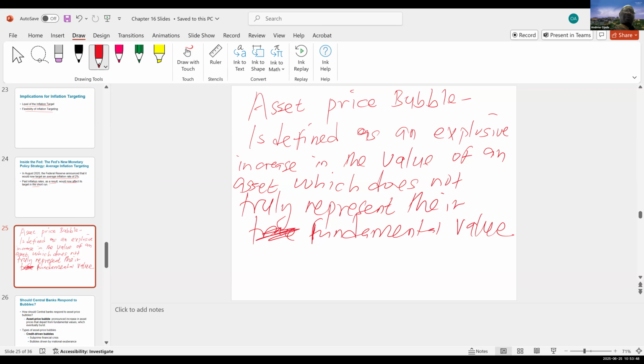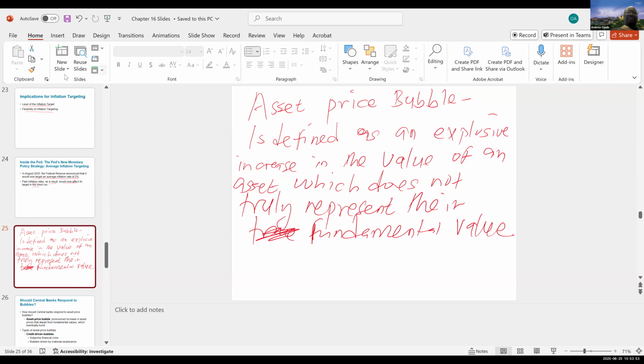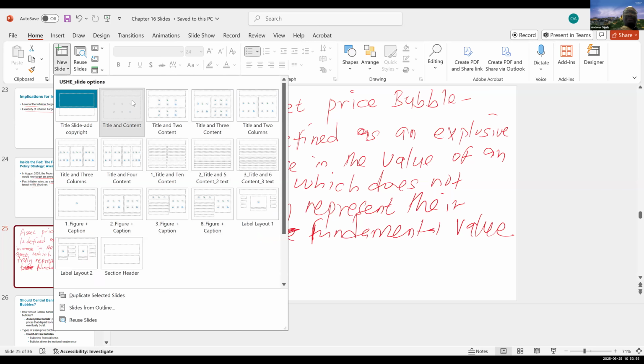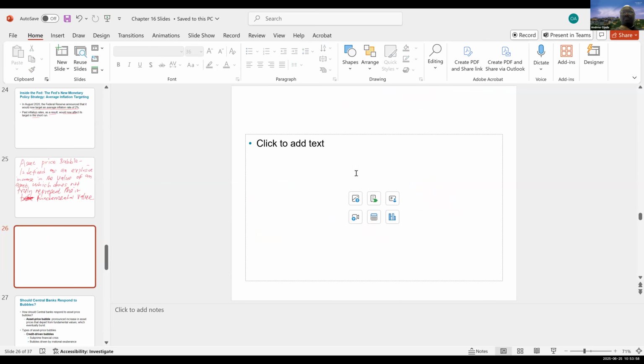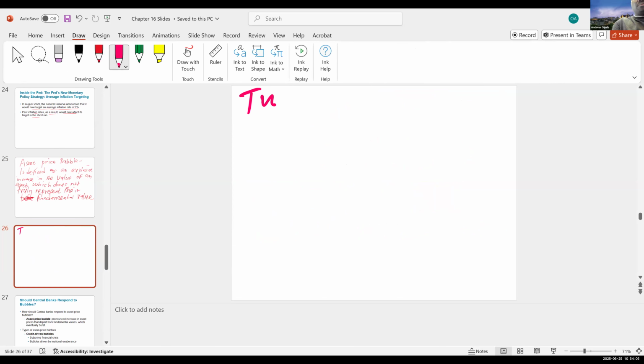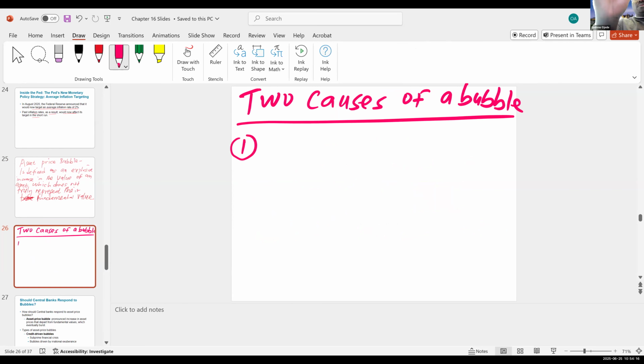So there are two primary causes of a bubble that economists talk about. Two causes of an asset price bubble. One is what we call credit-driven bubbles. This is the most important one.